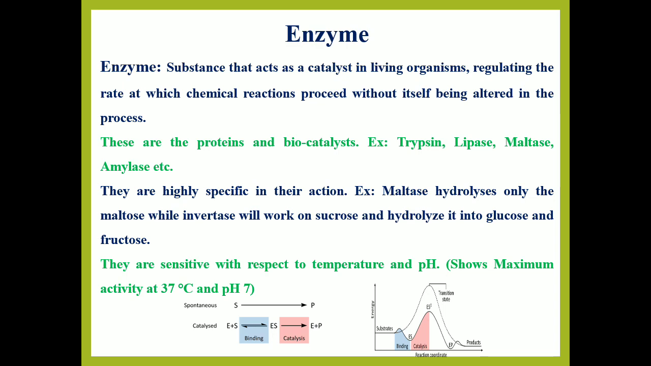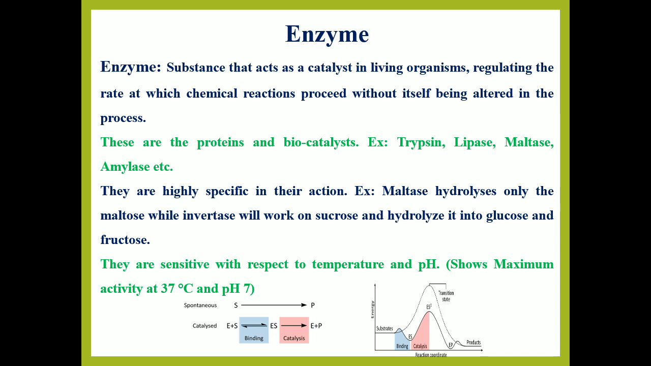They are highly specific in their action. One enzyme can act specifically on one substrate. For example, invertase will work on sucrose and hydrolyze it into glucose and fructose. Enzymes are highly sensitive with respect to temperature and pH. They show maximum activity at pH 7. At very high temperature, enzymes get denatured.